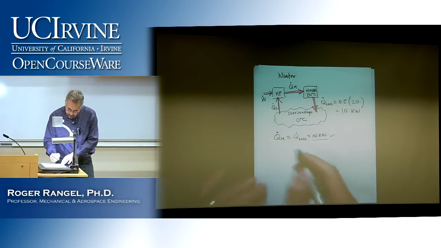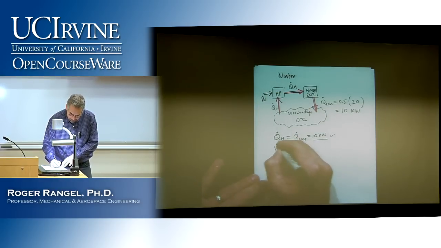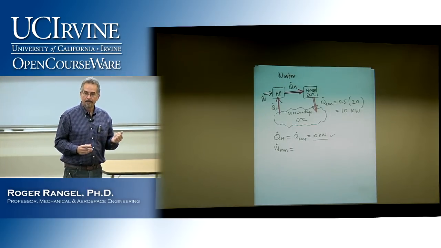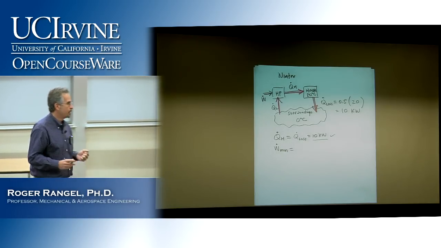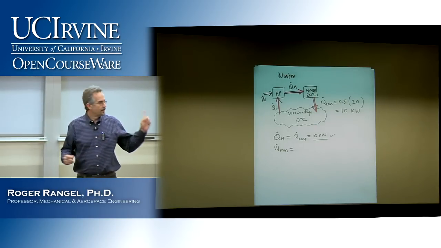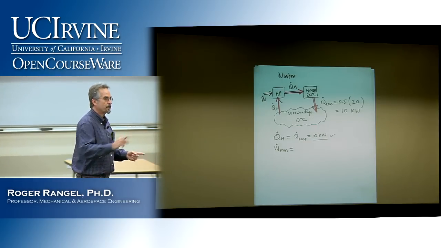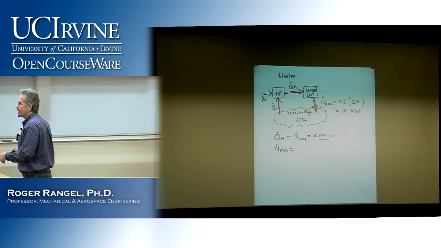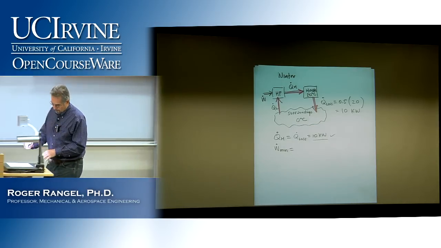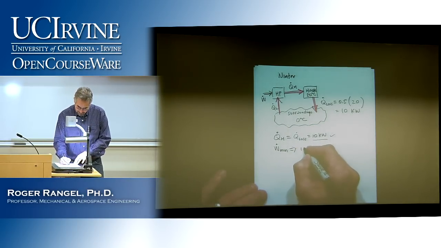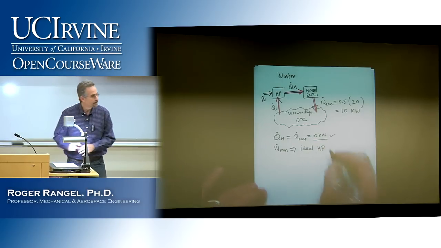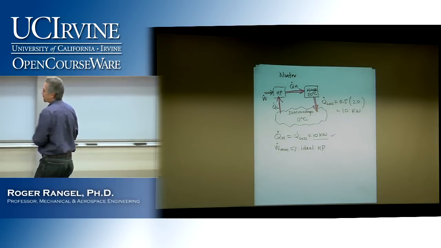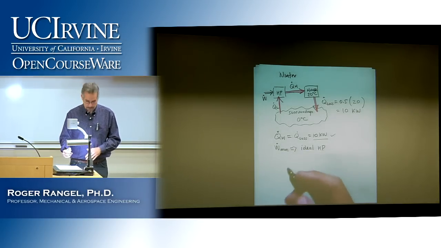Right, and so what else do we know? They asked for the minimum power. What does that mean? That's another key. How do I get the minimum power? Who said that? Raise your hand, I'm not going to shoot you. Who said that? If it's ideal, that is correct, right? So if it's ideal, the minimum power requirement will imply that I deal with an ideal heat pump, a Carnot heat pump, for example.